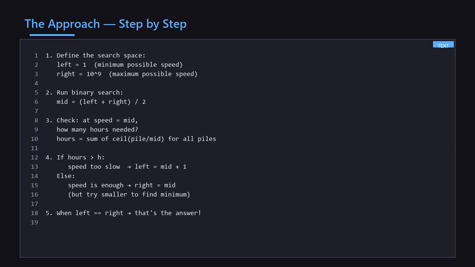Here's the approach. Search space is 1 to 10 to the power 9. Set left to 1, right to the max. Compute mid, check how many hours mid speed takes. For each pile, it's the ceiling of pile divided by mid. Sum them up. If total hours exceeds H, the speed is too slow, move left to mid plus 1. Otherwise, the speed works, but we want the minimum, so set right to mid. When left equals right, that's our answer.